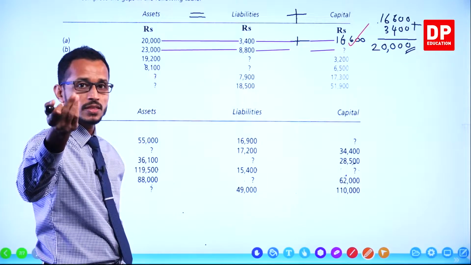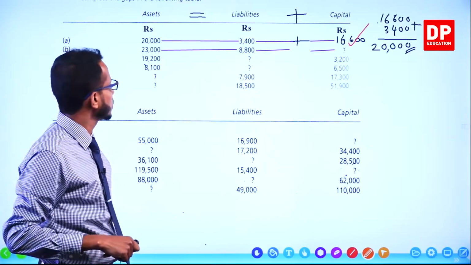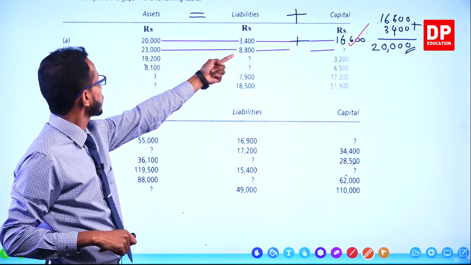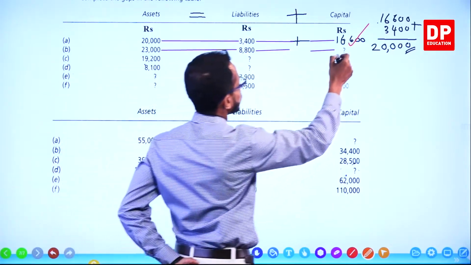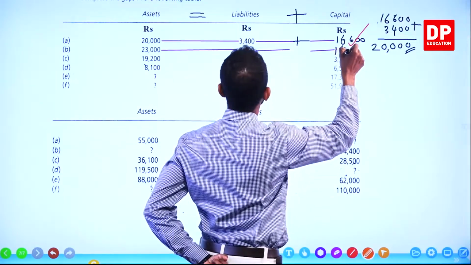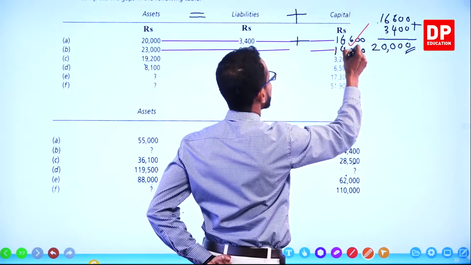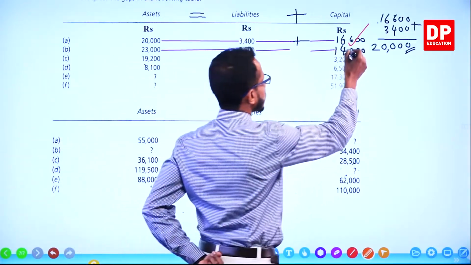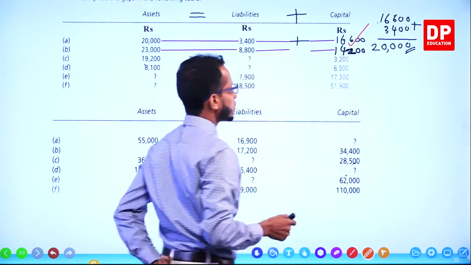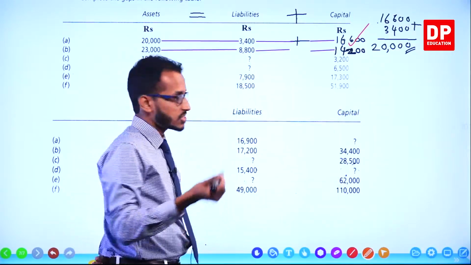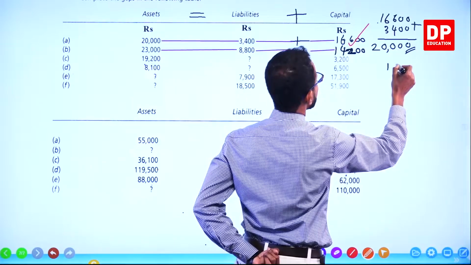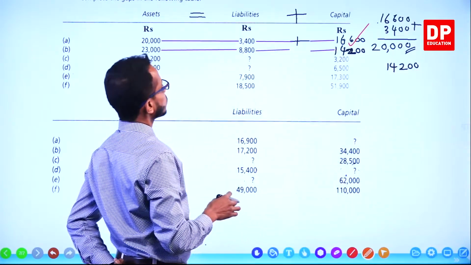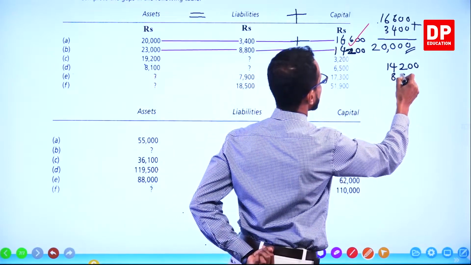23,000 minus 8,800. Can you do the calculation quickly? 23,000 minus 8,800. It becomes 14,200. Is that correct now? Is this correct? 14,200. Let's see. The last rough work that I'm going to do for you. 8,800.